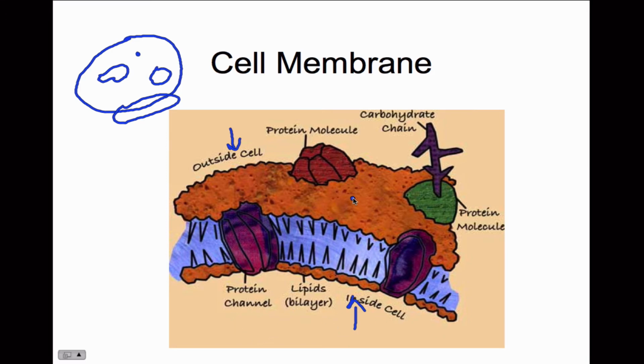So when you look at this cell membrane, you notice that it's made up of a lot of different parts. It has some protein molecules, some carbohydrates. Here's a protein channel, another protein channel over here. And this is called the lipid bilayer. So you'll notice that there's kind of two layers on this cell membrane and a little bit of a space or a gap in here. And we're going to take a close look at each one of those parts and see exactly what they do for the cell.